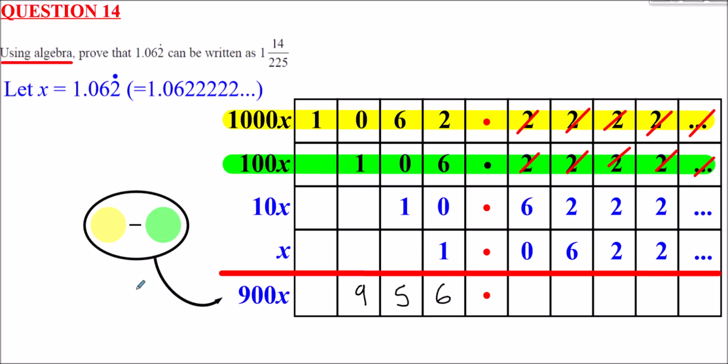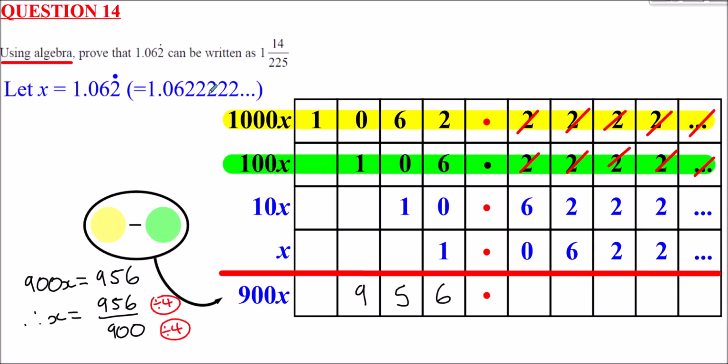So then we can say 900x equals 956. So therefore x equals 956 over 900. We can then divide both top and bottom by 4 to get the required denominator of 225. And so that gives us x equals 239 over 225. Finally, convert into a mixed number. We get 1 and 14 over 225 as required.